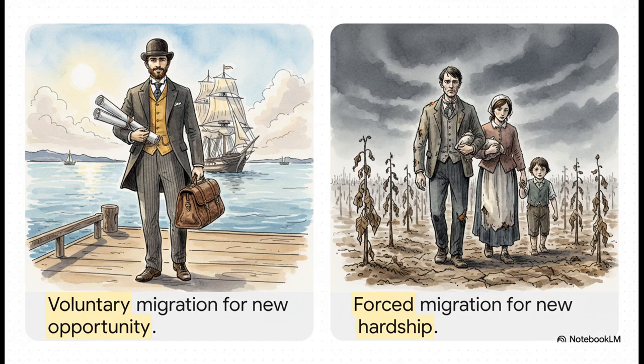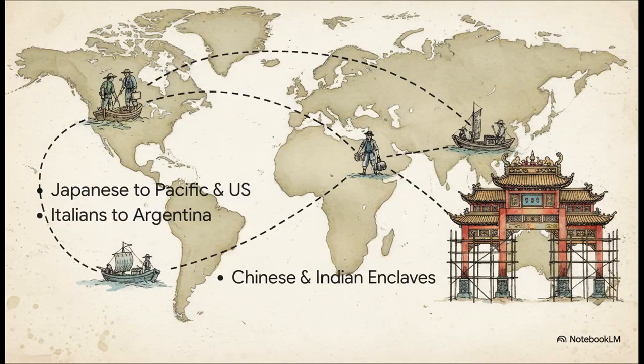But then on the tragic flip side, you have forced migration. We're talking about millions of Irish migrants desperately fleeing the extreme, deadly hardship of the potato famine, just trying to survive by making it over to the US. Let's move on and see how this builds incredibly complex global patterns. I mean, the sheer diversity of this movement is staggering.